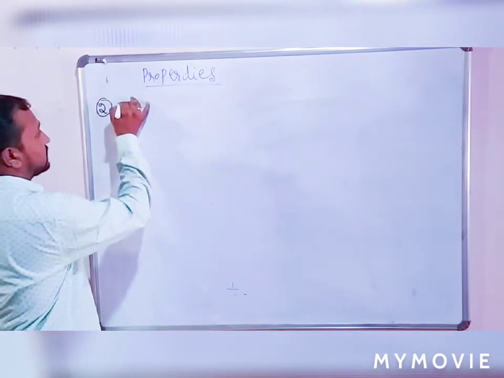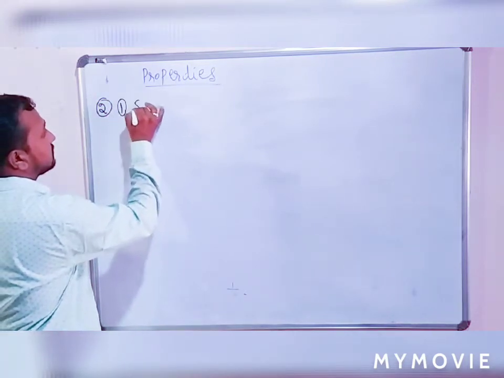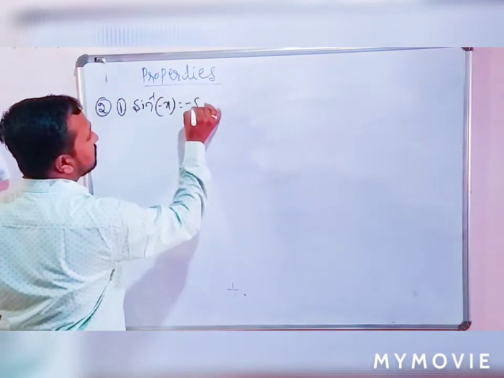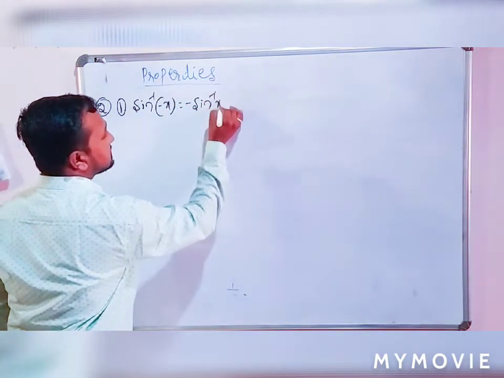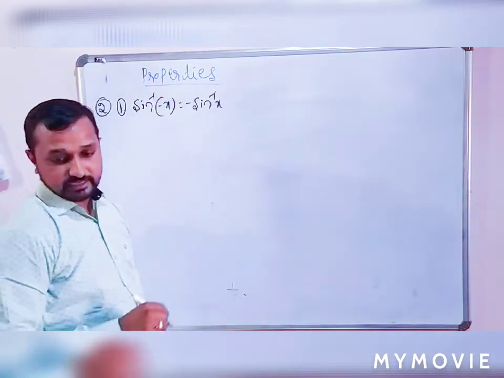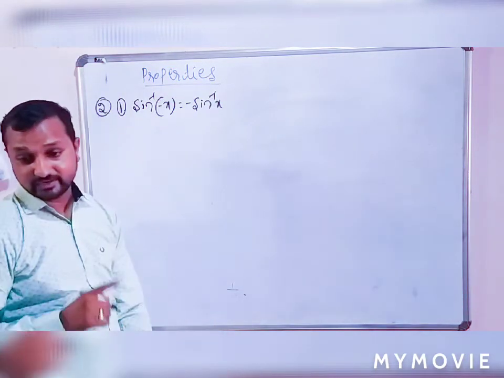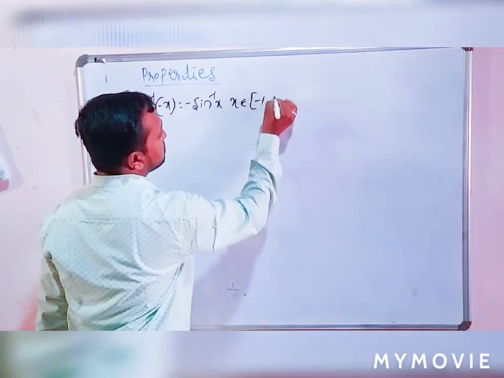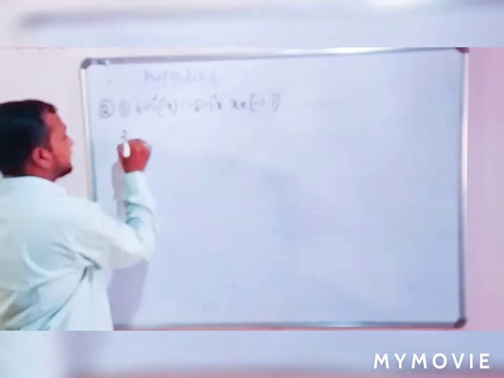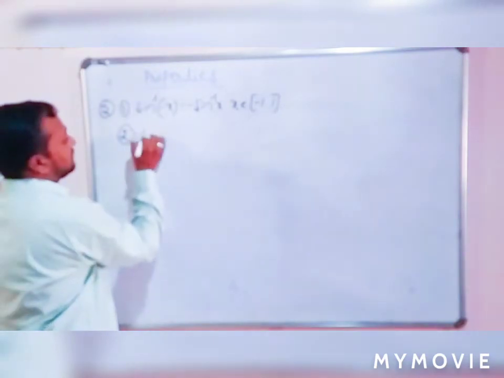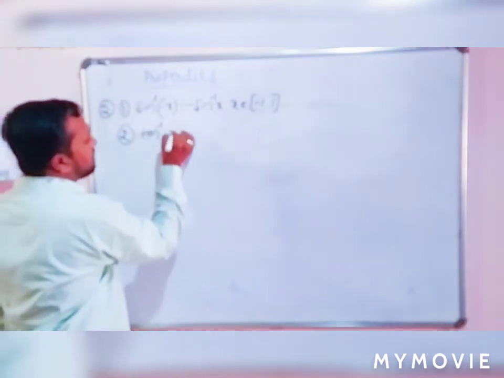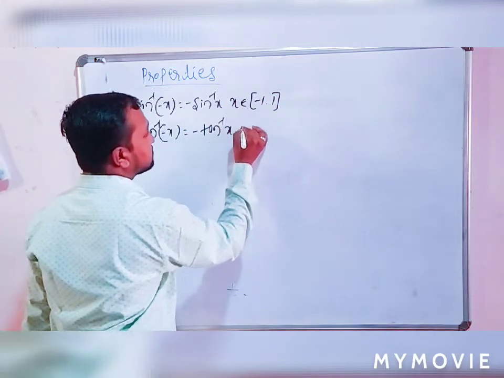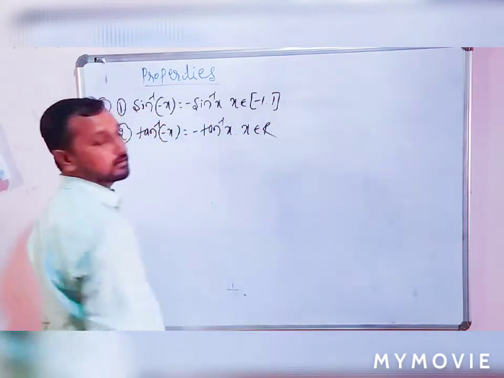In that, the first one: sine inverse of minus x is equal to minus sine inverse x. This is a direct answer. Sine inverse of minus x equals minus sine inverse x for all x belonging to the closed interval minus 1 to 1. Similarly, tan inverse of minus x is equal to minus tan inverse of x for all x belonging to R.